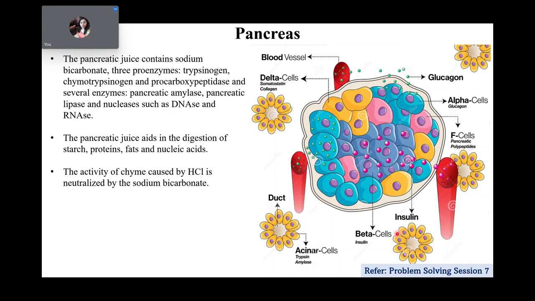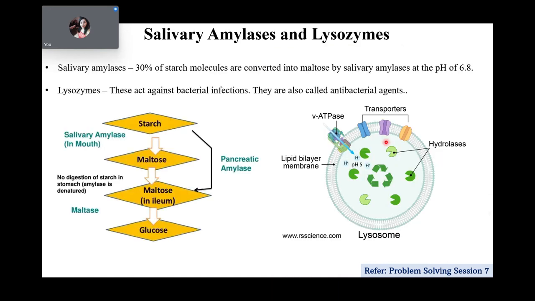Now, as I was mentioning, let's see the enzymes that are synthesized. We have salivary amylase and lysozymes in the buccal cavity. As the name suggests, amylases work on starch molecules, and generally the starch is converted to maltose. Lysozymes are active against bacterial infection, so they will act against any bacteria present in food.